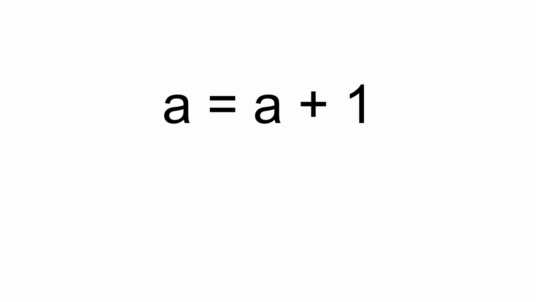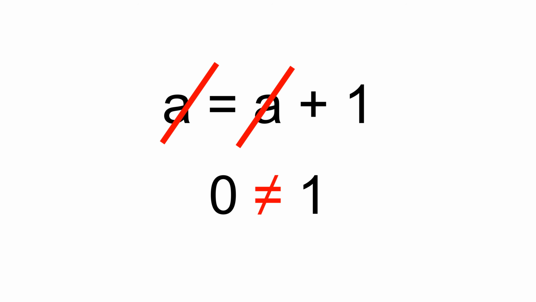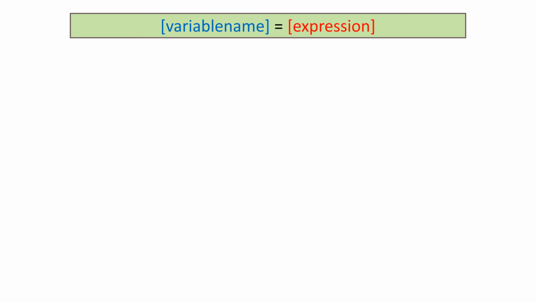You can use the same variable in the left and right side of the equal sign, just like a equals a plus 1. In math, this expression is not correct, as the variable a in both sides cancels out and 0 is not equal to 1. However, in the programming language, this should be translated in a different way.